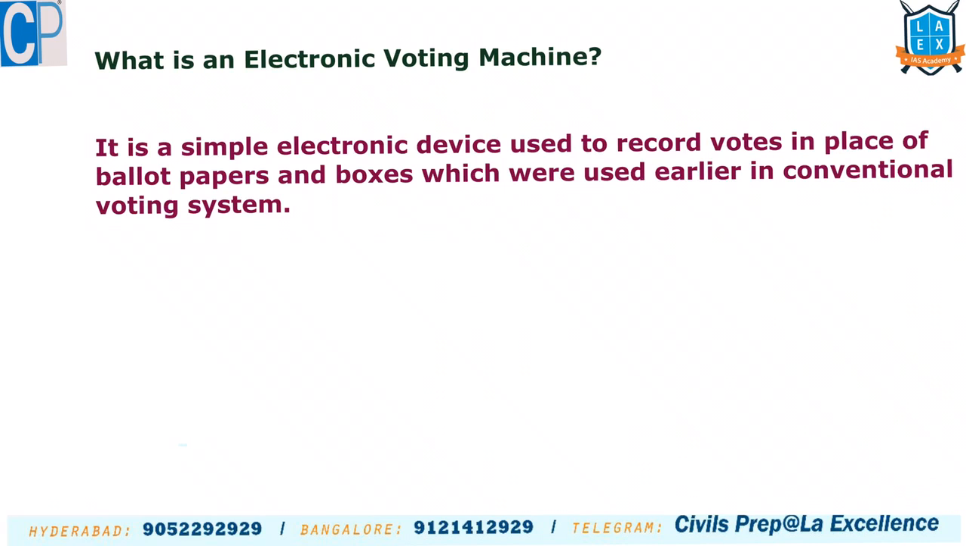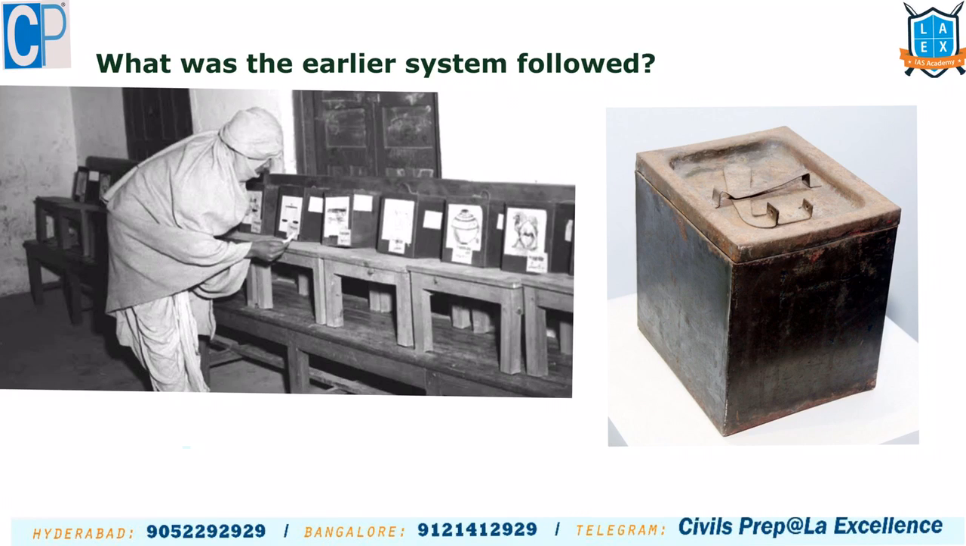The first question is, what is an EVM? It is an electronic device. What is the purpose of it? It records the votes in place of the conventional paper ballot system. Then what was the earlier system? How was it used? Why did we move to EVMs? These are the questions. What was the earlier system followed?